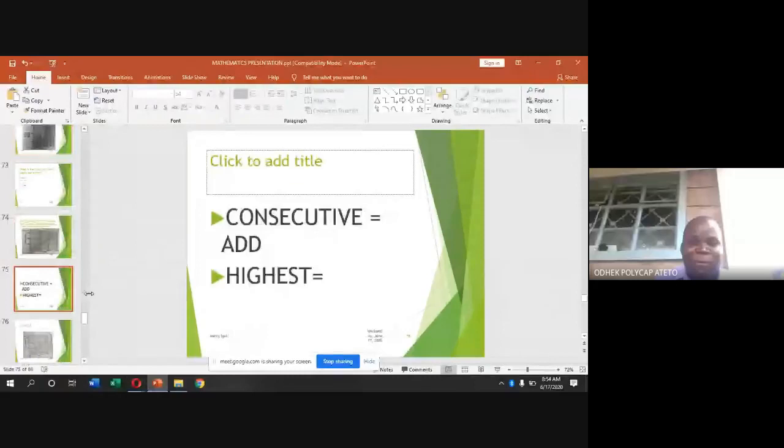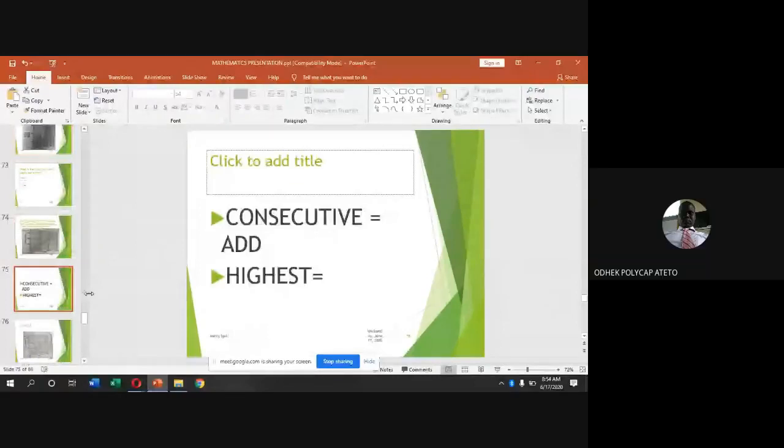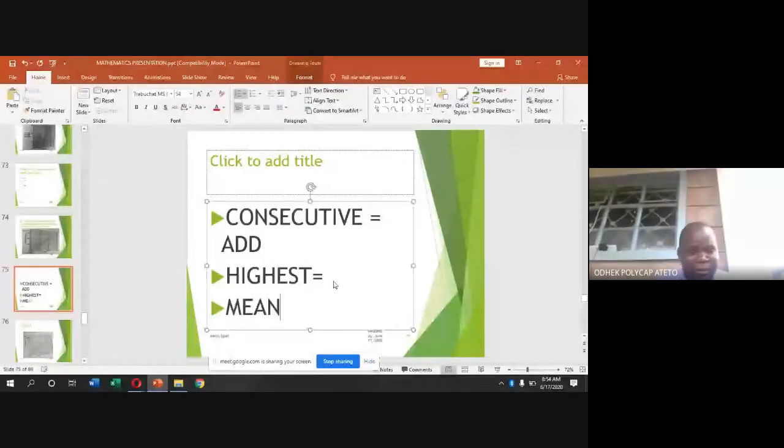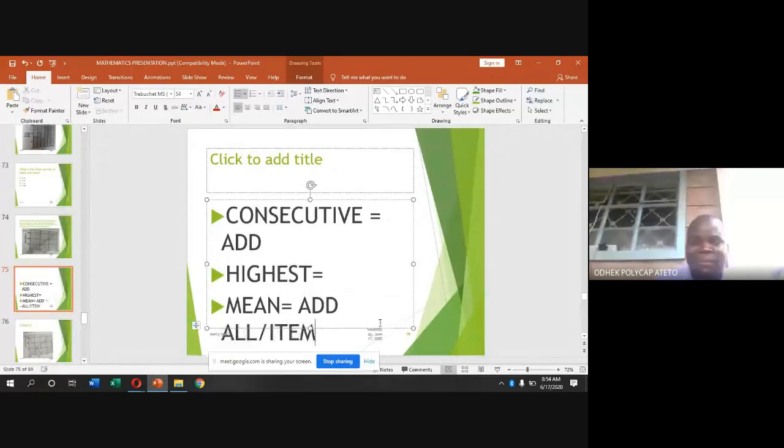Lastly, you can be asked the mean. If you are asked the mean of the days, add all, divide by the number of days. Add all, divide by the number of items. If you are asked what was the mean mark, you add all of them from the graph, then divide by the number of items given. Understood?